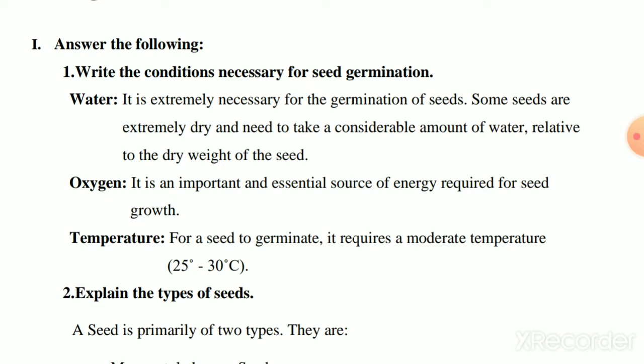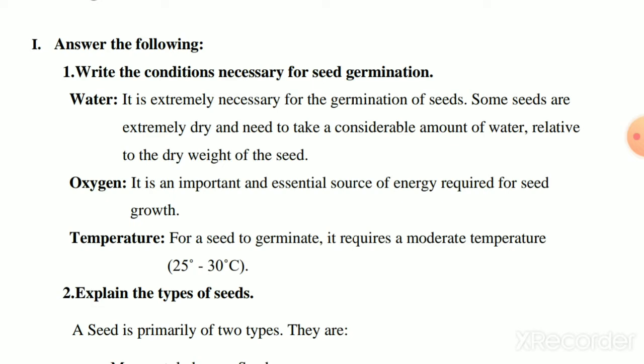What do you mean by seed germination? Seed germination means it is the process of growth of seed into a young plant. It's called seed germination. What are the three important parts in seed?